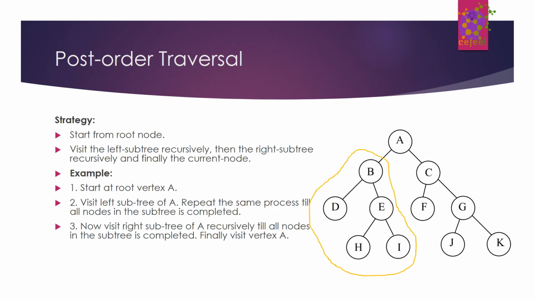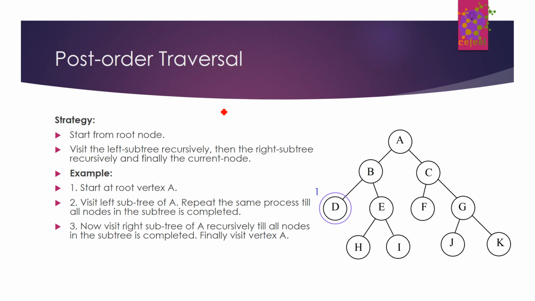So we start at A, and this is our left subtree of A. Now this left subtree is again a tree, so we have to apply the same strategy recursively, which means we start at B and we will cover its left subtree, which is D. Now D is also a binary tree, but D doesn't have any left child or a right child, so we will cover D first. So D is our first node to be covered, and then we return back to B.